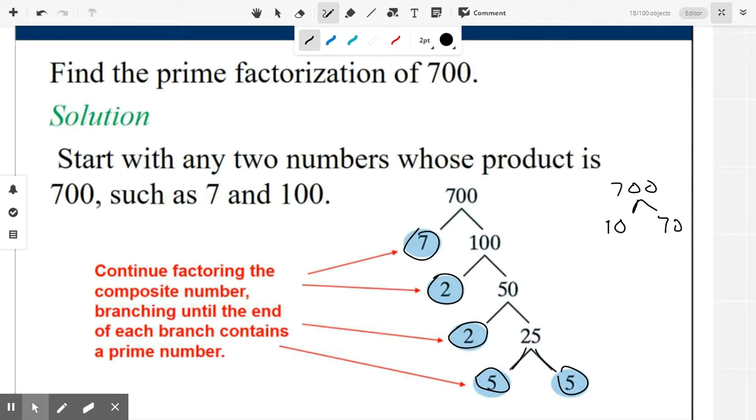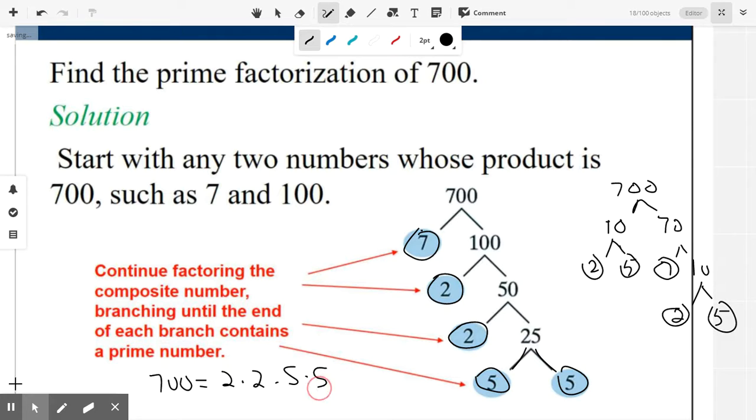All right, now watch if I'd have done it this way. 10, it's not prime. It breaks down to 2 times 5, which are both prime. So those are prime numbers at the end of my branch. 70 is 7 times 10. 7's prime. 10 can break down again, 2 times 5. Now notice, it doesn't matter how I did either one of these. The prime factorization for 700, notice there are 2 2's here. There's 2 2's here. There's 2 5's over here. There's 2 5's over here and a 7. So the prime factorization of 700, written out the long way, is 2 times 2 times 5 times 5 times 7.